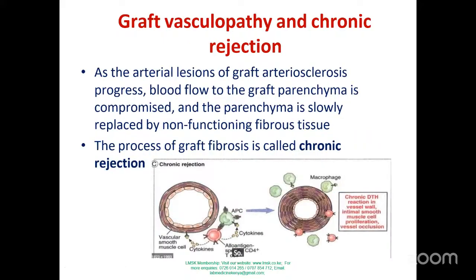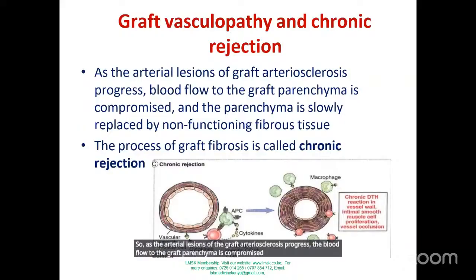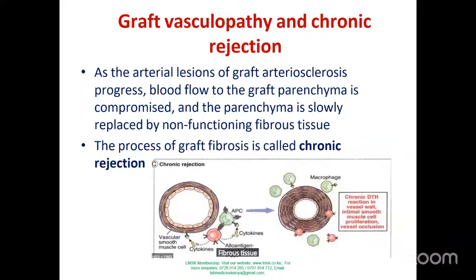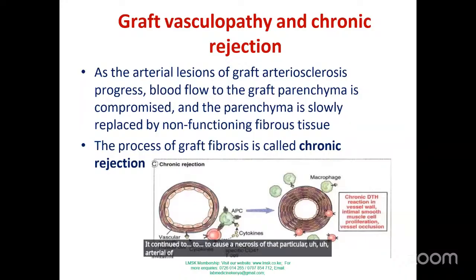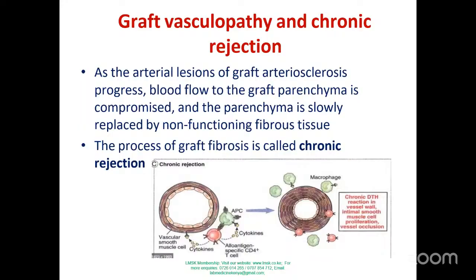So as the arterial lesions of the graft arteriosclerosis progress, the blood flow to the graft parenchyma is compromised, and the parenchyma is slowly replaced by the non-functioning fibrous tissue. So this is a hard tissue and it is non-functional. It continues to cause a necrosis of that particular arterial of the graft, and then the blood cannot pass through, and it will finally die or suffer ischemic damage, because it means that the graft will not be able to receive the nourishment to keep the cells alive. The process of graft fibrosis is also called chronic rejection, just what we have explained.